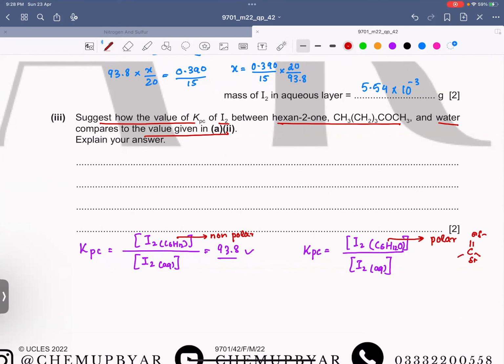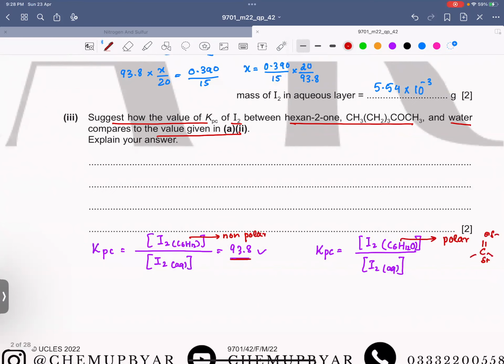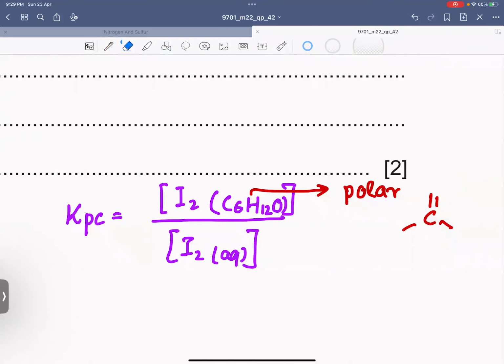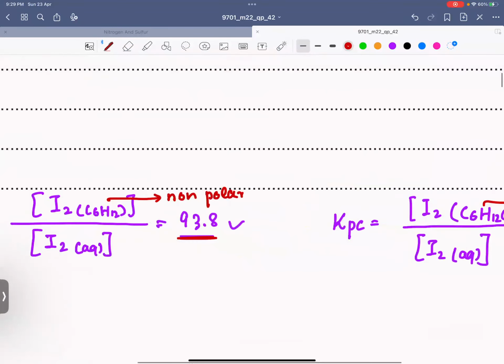Yes, sir. So I am getting 93.8, and in the numerator, because it's a ketone, Rimsha, it's a ketone, and ketone has a C double bond O, and if there is a C double bond O, it must have a dipole which makes it polar, but here it's a C6H12 only in this chain, so it's non-polar. Did you understand this?